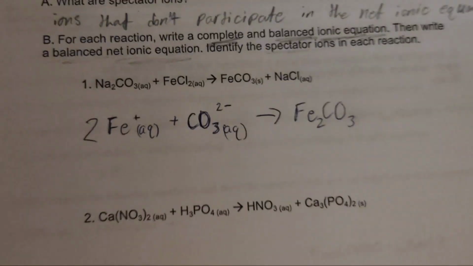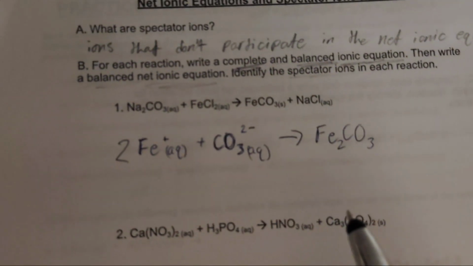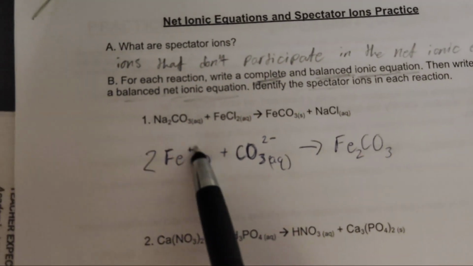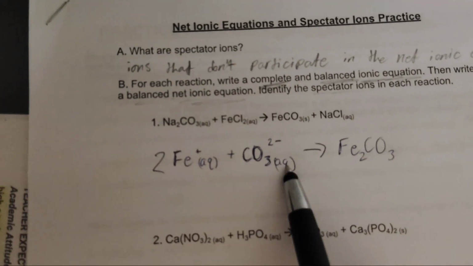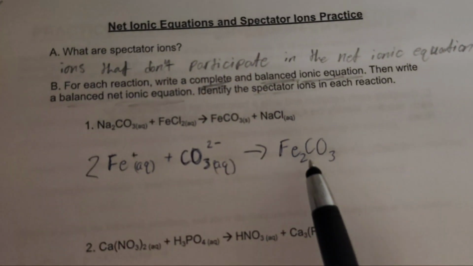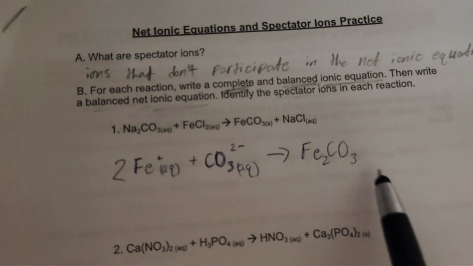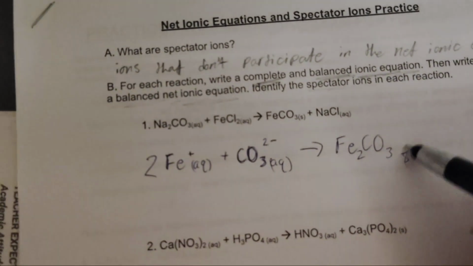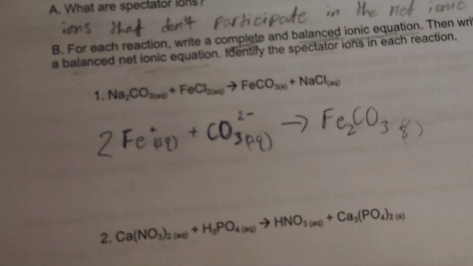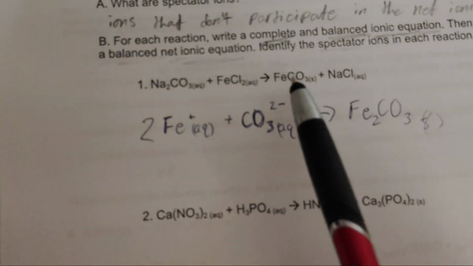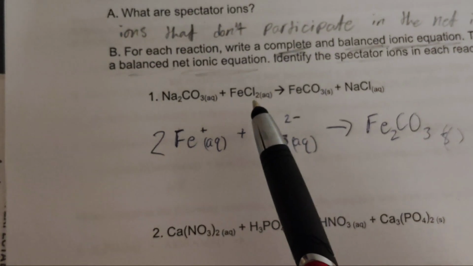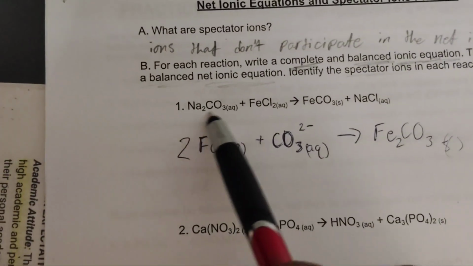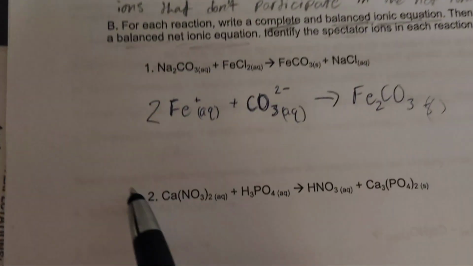Alright guys, so I wrote the balanced net ionic equation. As we can see, we have iron aqueous with a 1+ charge and carbonate aqueous with a 2- charge, and it yields Fe2CO3 solid. As we can see up here, it wasn't really balanced. Well, it was balanced, but then we have to bring it down here and make it balanced. It's not balanced because that's Na2, this is Na. So we made it balanced down here.